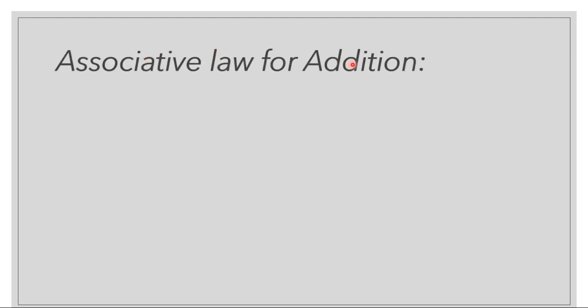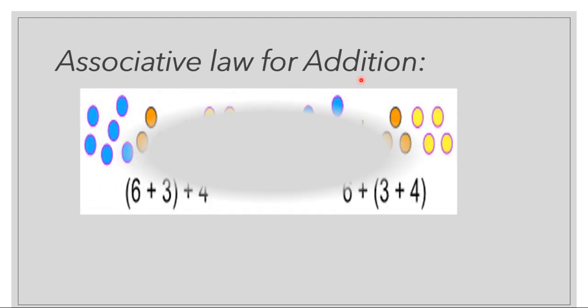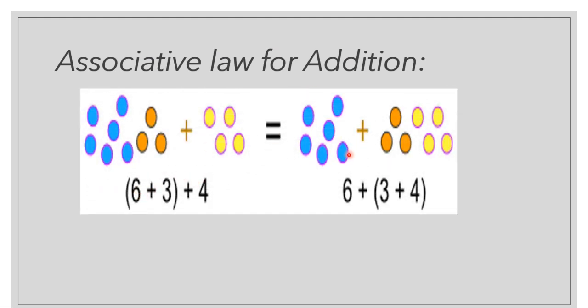Now what is associative law for addition? This is the associative law for addition. In the first one we add 6 and 3 circles and then we add 4 circles. And on the right hand side, first we add 3 and 4 circles, then we add 6 circles. So in this picture we have grouped 6 and 3, and in this picture we have made a group of numbers 3 and 4.